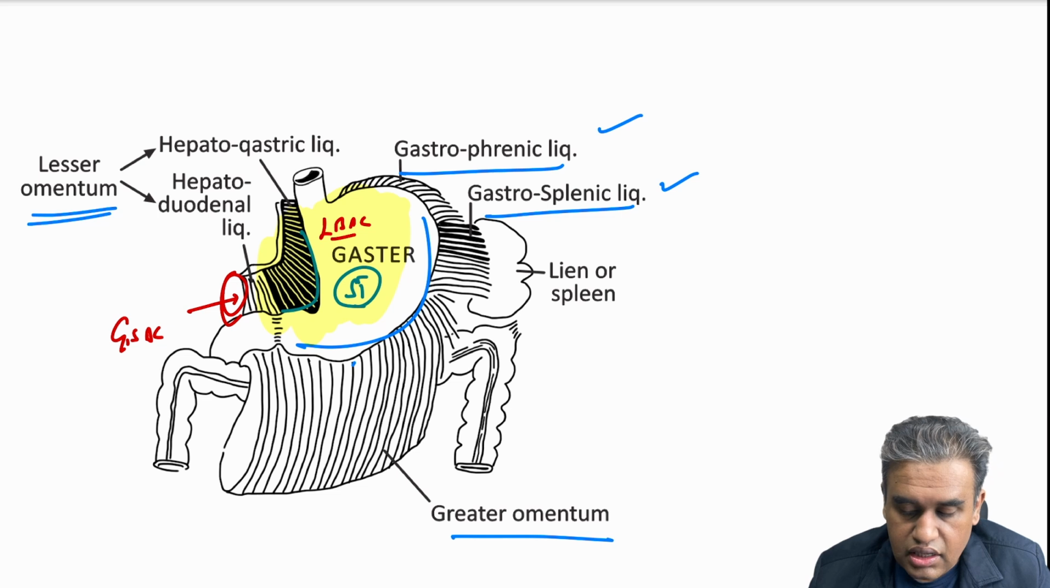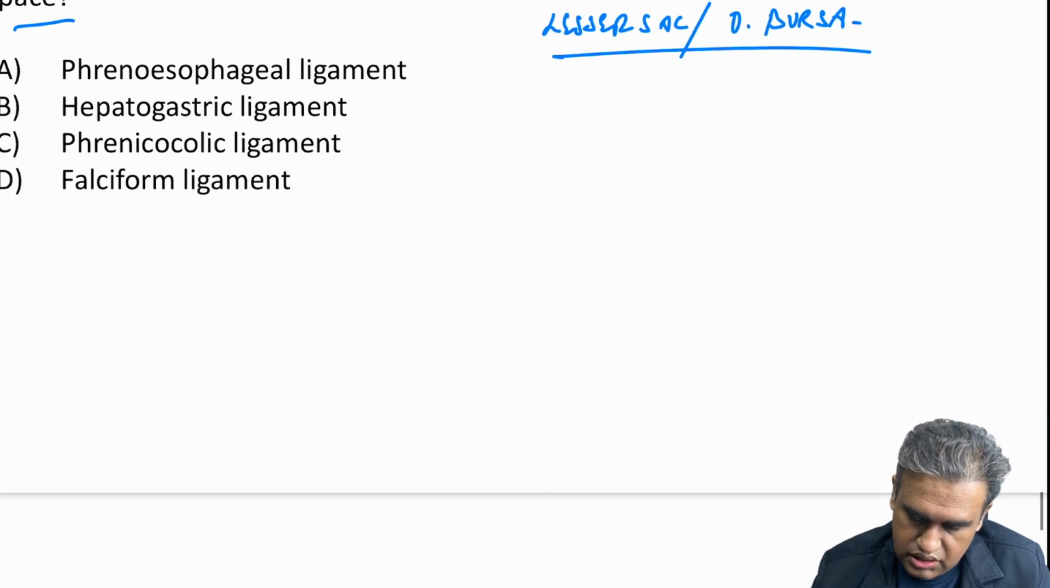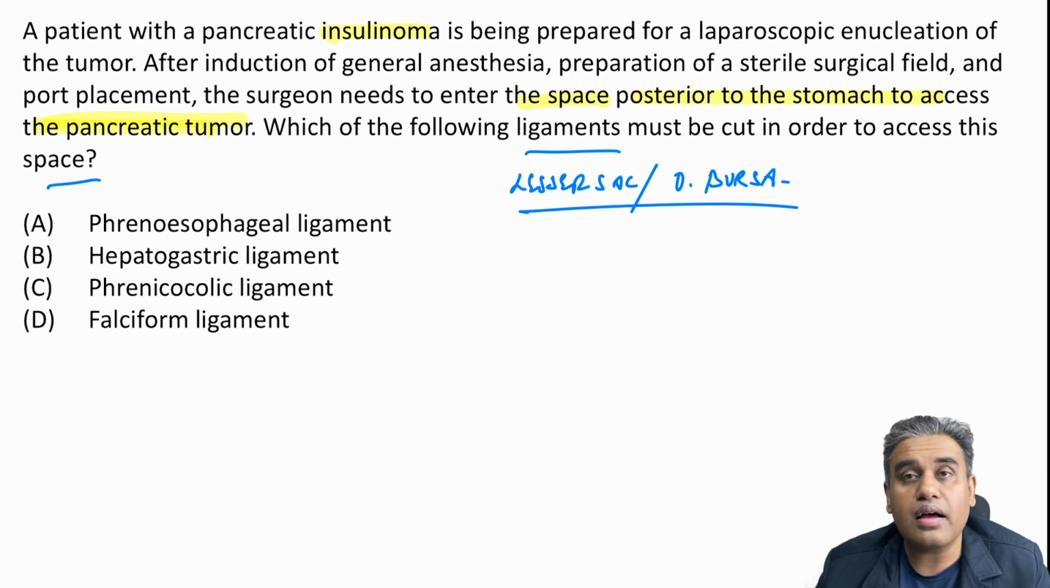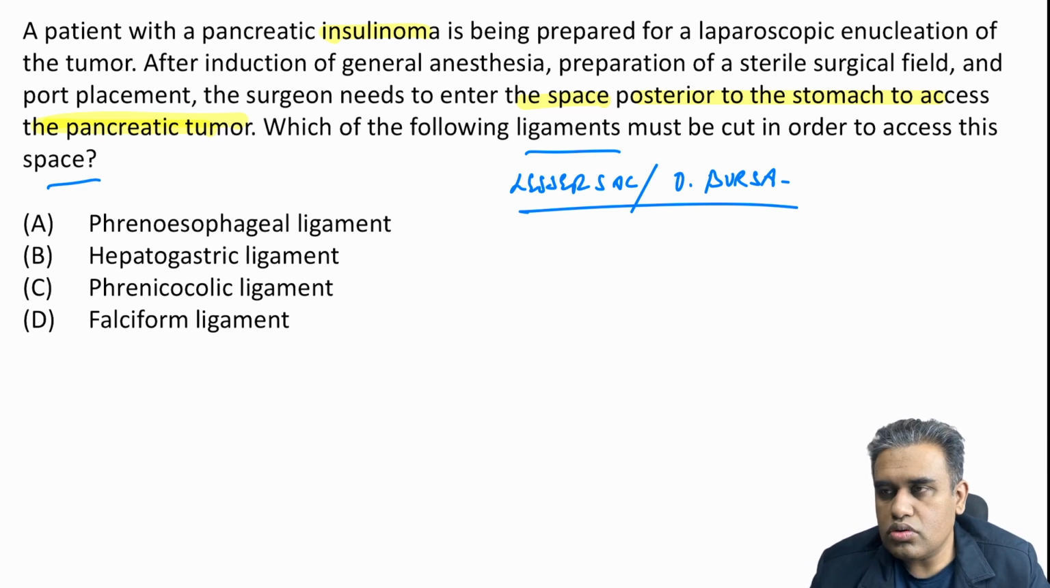So you have to reach over here. Now which ligament you need to cut? Let us see the options. Options over here are phrenoesophageal ligament. Now, if you cut this ligament, it will help you to mobilize some upper part of the stomach or lower part of the esophagus.